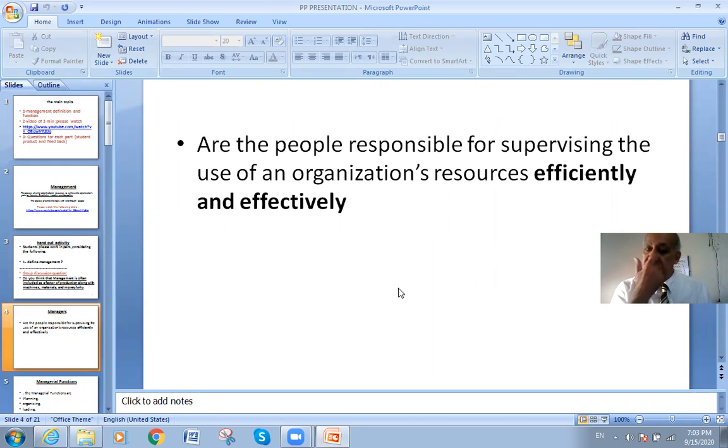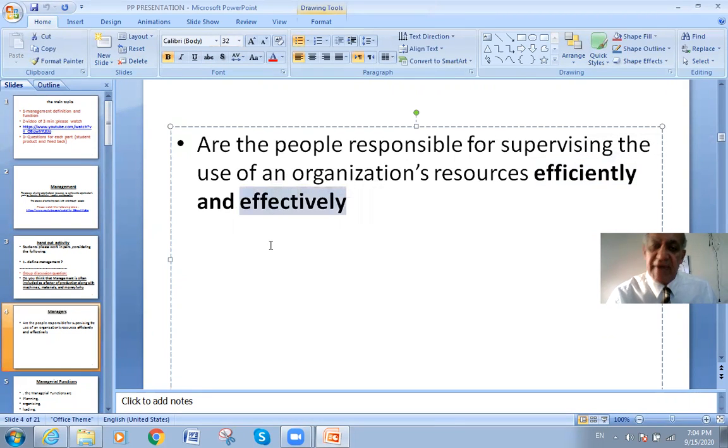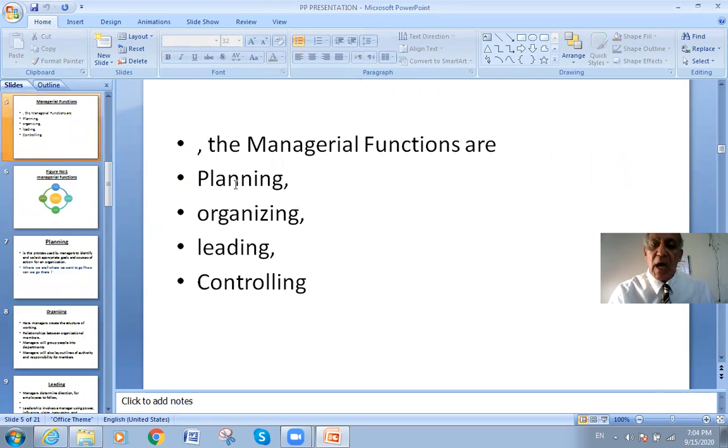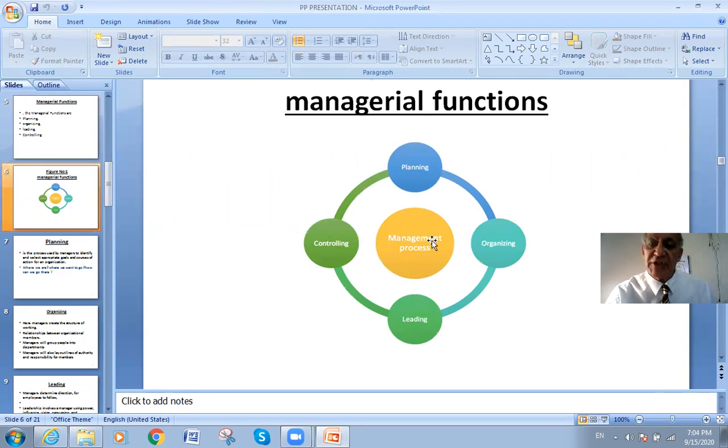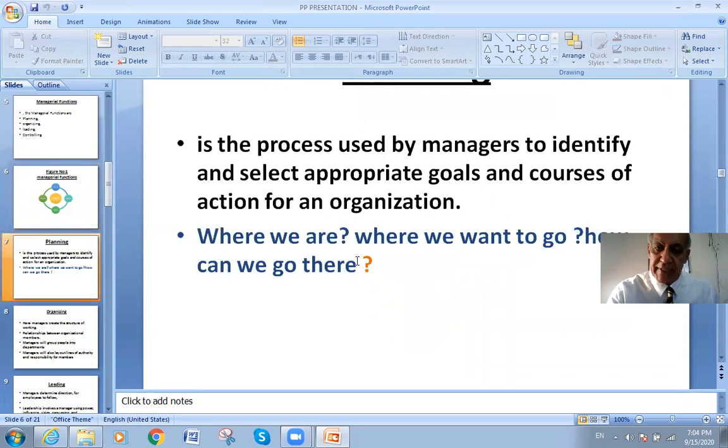Okay, so we will talk about the managers, even the human resource manager as well. He has to use his resources efficiently and effectively. And the managerial functions are planning, like you see, organizing, leading, and controlling. Those are the four main topics. Even the human resource manager, as a part of the managerial functions, has to plan, organize, lead, and control. Here are the functions in a graph like this to make it easy for you to understand. Planning, organizing, leading, and controlling.